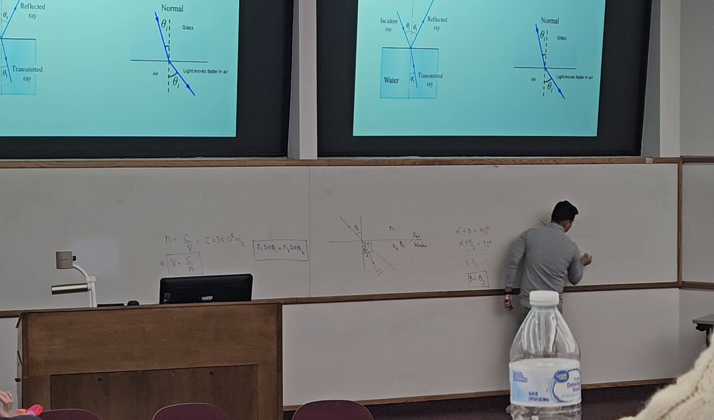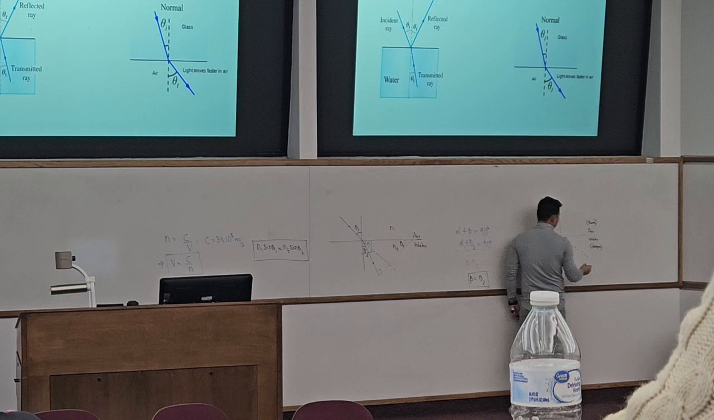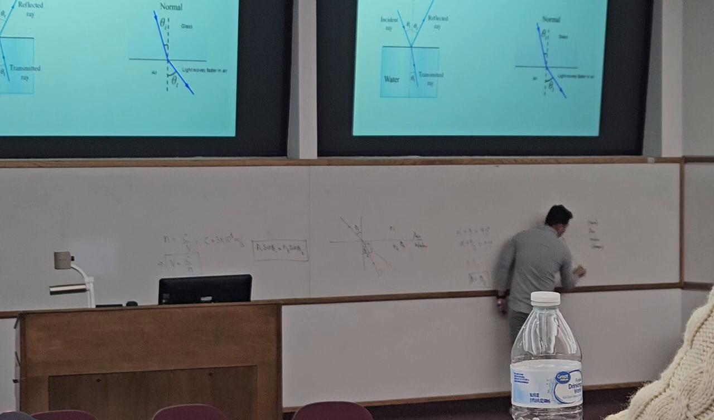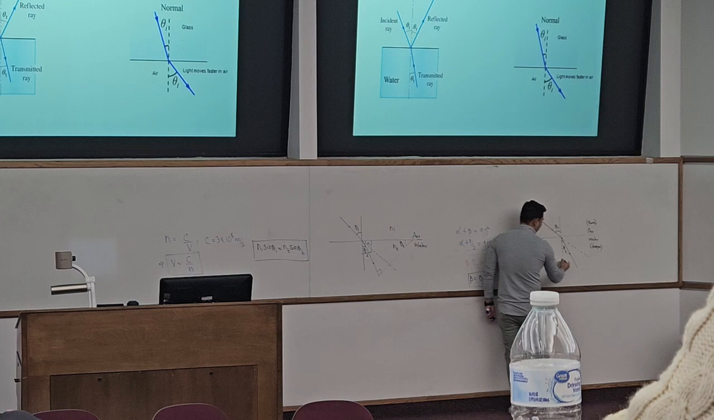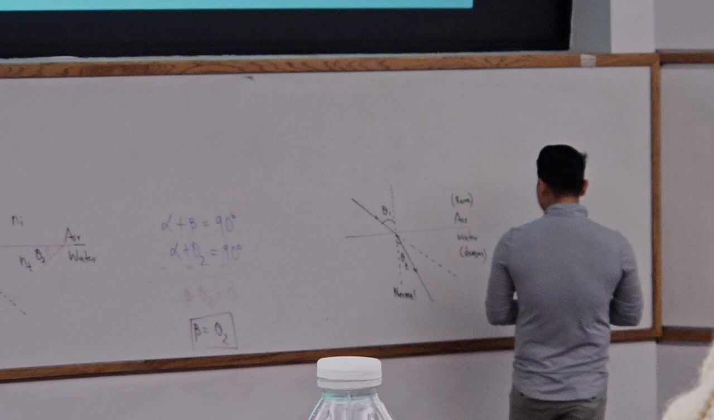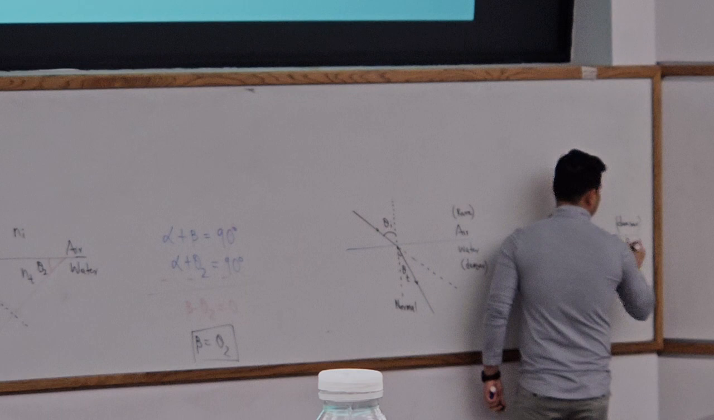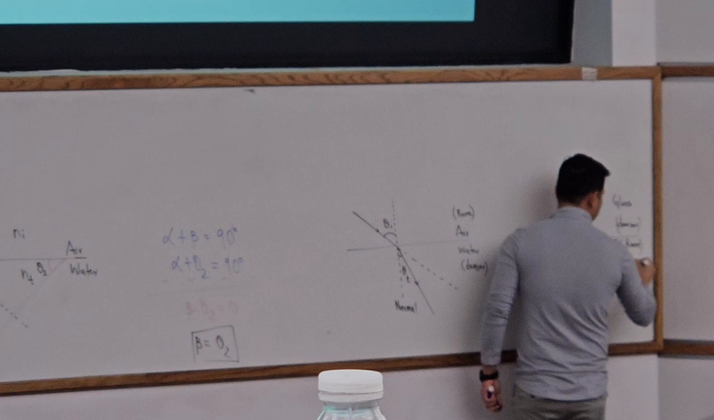Let's say we consider the air-water interface. Water is denser, its density is higher, and air is rarer, less dense. So this is theta I. It bends towards the normal. But if you consider that light is going from the rarer to the denser medium, or from the denser to the rarer medium, let's say you are going from denser to rarer. In other words, let's say you have glass, which is denser, and you are going into air, and you have this diagram.